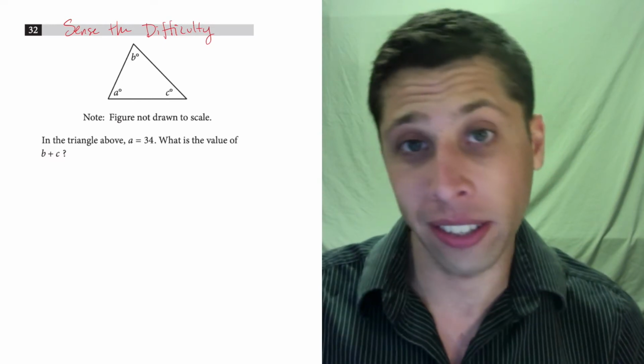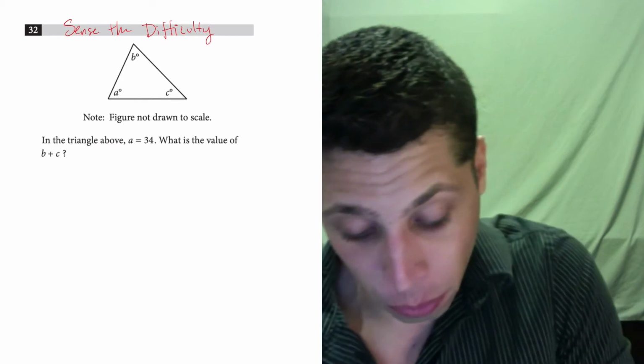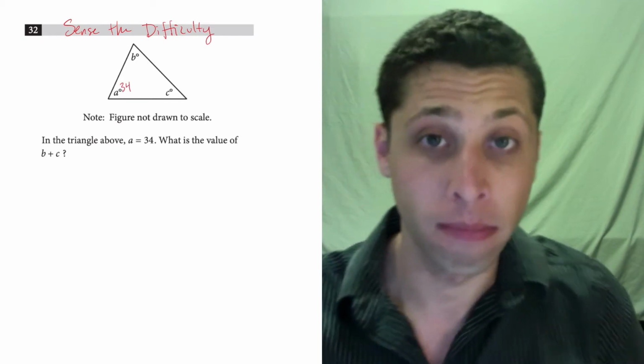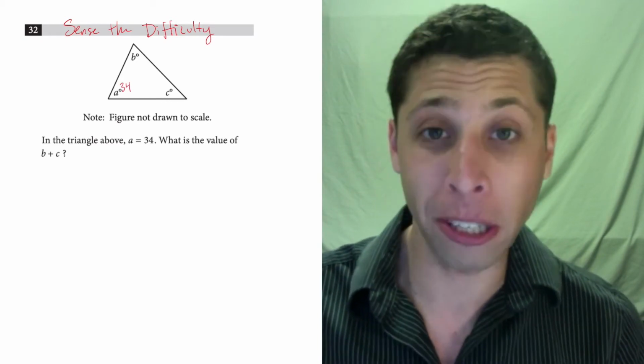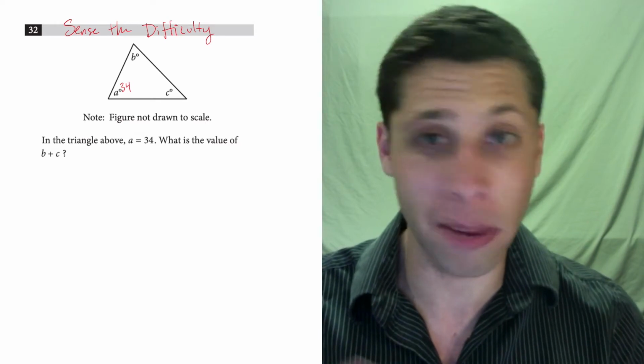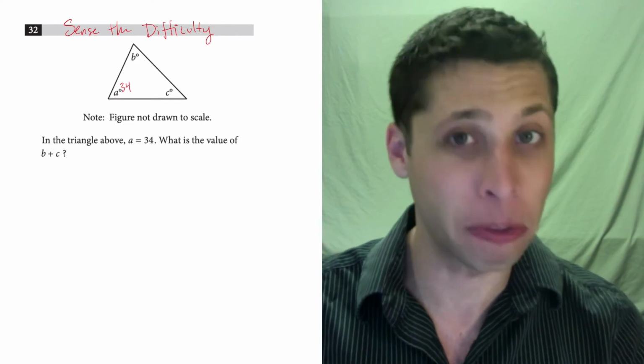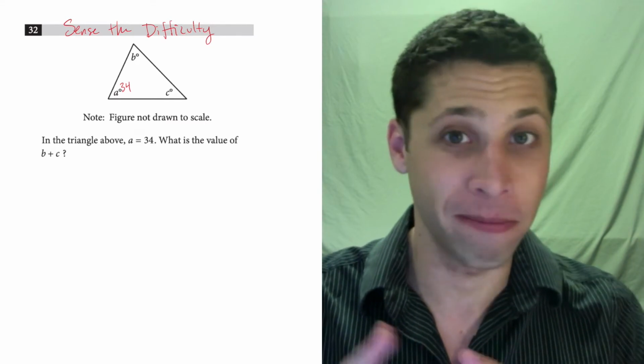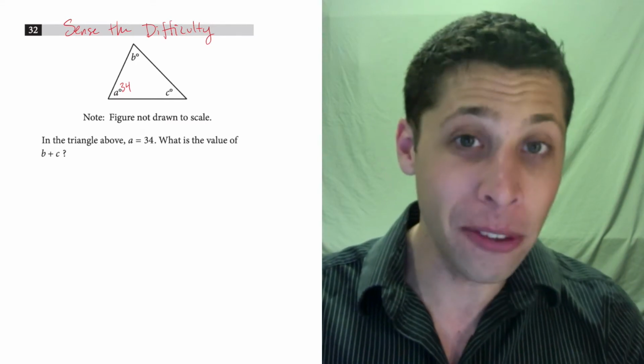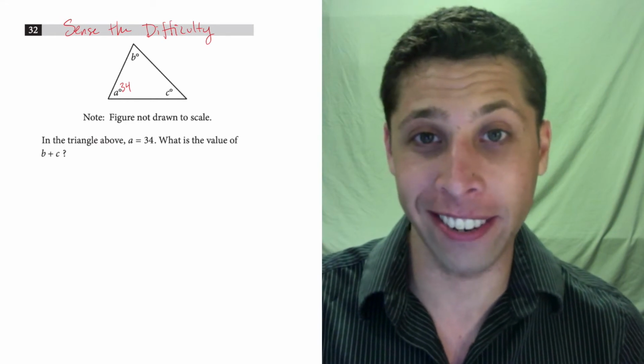So they do tell us that angle A is 34 degrees, so we should put that on our picture. Now clearly we're going to need to know more about the number of degrees in a triangle. Hopefully you have that memorized. That's like one of the most important geometry ideas, period. However, if you don't have it memorized, you're not out of luck.